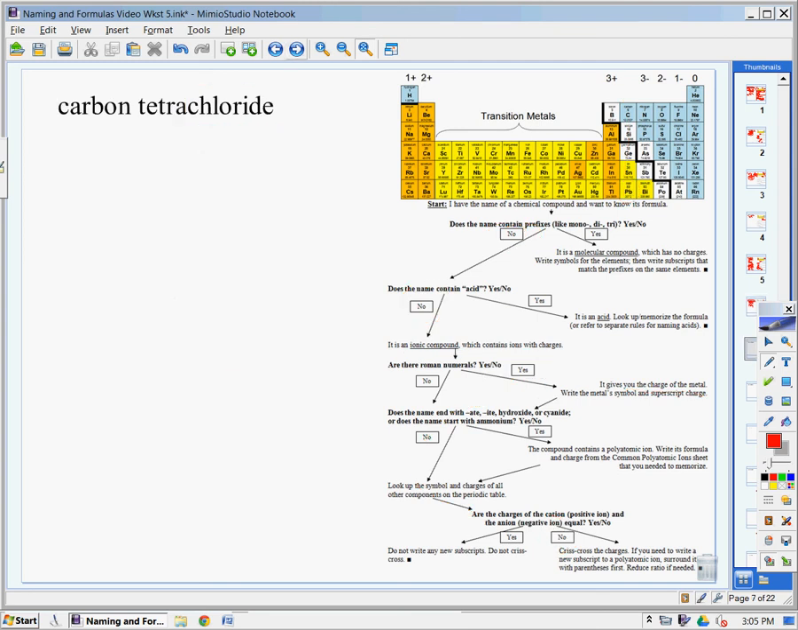Carbon tetrachloride, number 14. Prefixes? Yes, it's molecular. Cl is chloride. Tetra means 4, just like the video game Tetris. There are 4 blocks in every shape, and you want to make lines of 4, rows of 4.